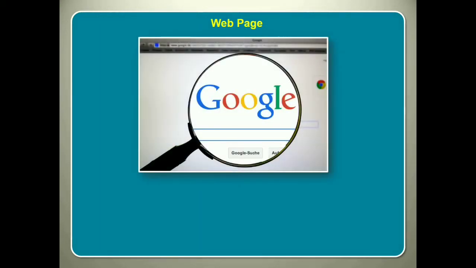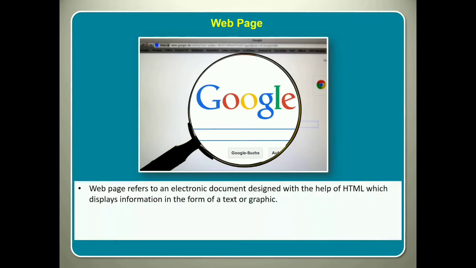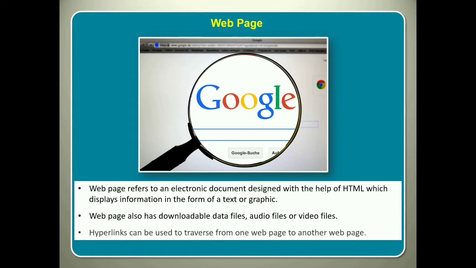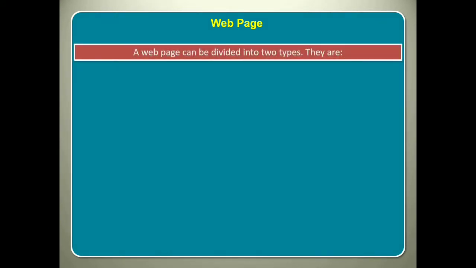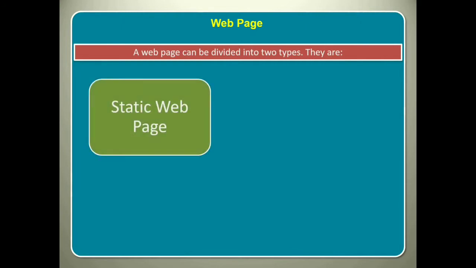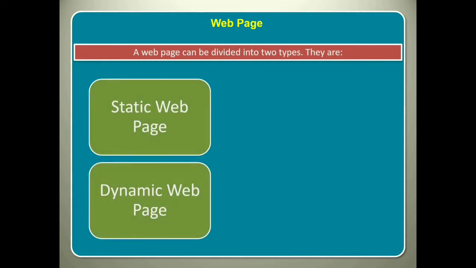Let us now look at the concept of web page. A web page refers to an electronic document designed with the help of HTML, which displays information in the form of text or graphics. You can also have downloadable data files, audio files, or video files in your web page. You can use hyperlinks to traverse from one web page to another web page. A web page can be divided into two types, namely static web page and dynamic web page.